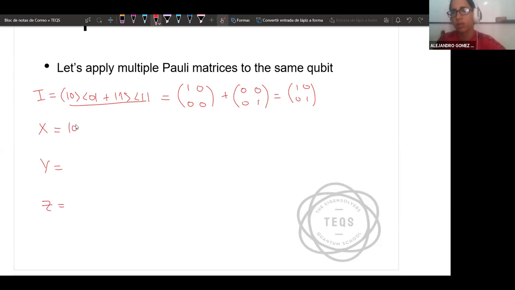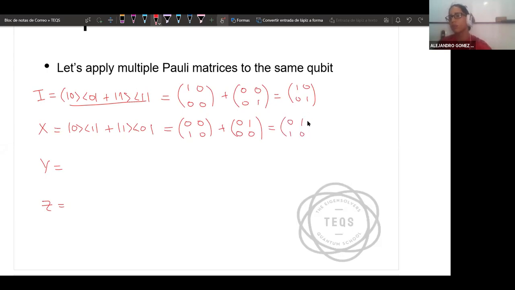X was ket 0 bra 1 plus ket 1 bra 0. So this is, let's see, this is 0, 0, 1, 0, plus 0, 1, 0, 0. So this is 0, 1, 1, 0. That is the matrix representation of the X gate, or the X Pauli operator.